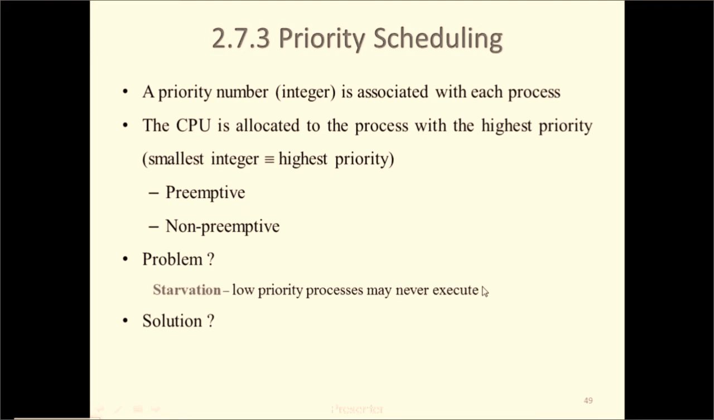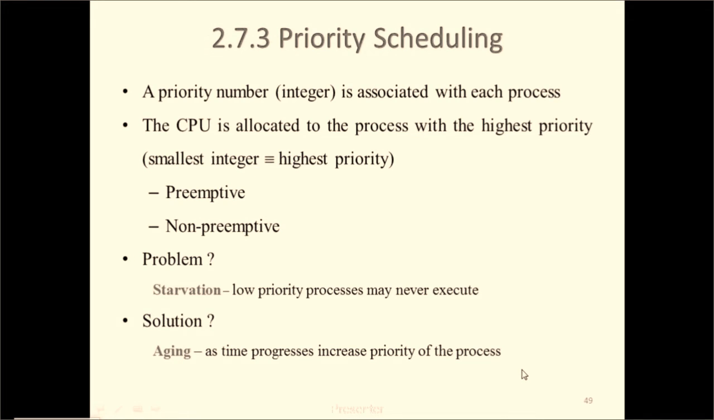Recall the sentence. This scenario, starvation, is occurring because the priorities are fixed. That's why a low priority process will always remain low priority. It can never become a high priority process. So how about a dynamic priority? A dynamic priority is called aging. And what does aging do? As time progresses, increase the priority of the process.